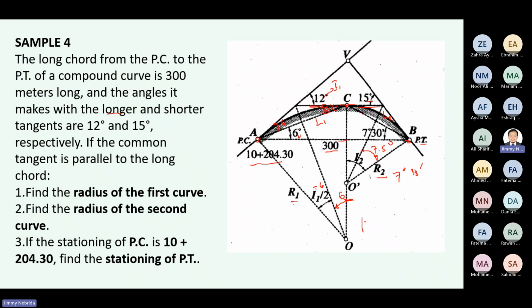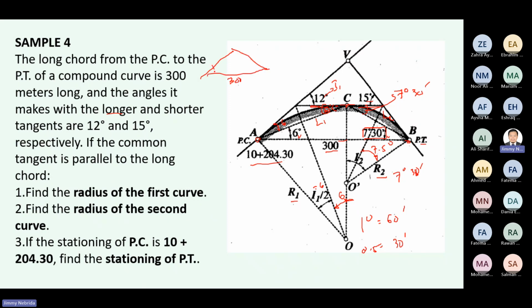Why? 1 degree is equal to 60 minutes. Okay? 0.5 of a degree is equal to 30 minutes. That's why you have here 30 minutes. This is 7 degrees, 30 minutes. In other words, this is also 7 degrees, 30 minutes. So therefore, we have this triangle. Okay? You have this triangle.